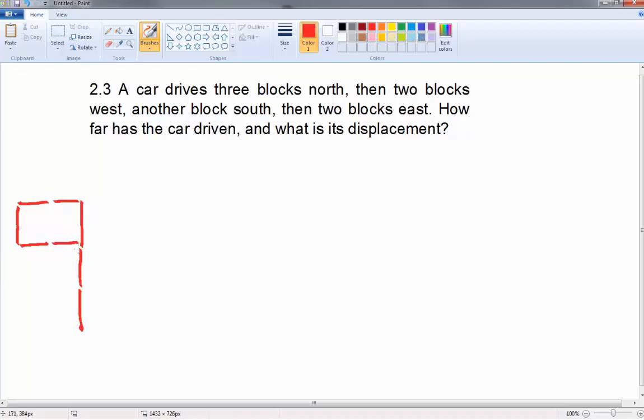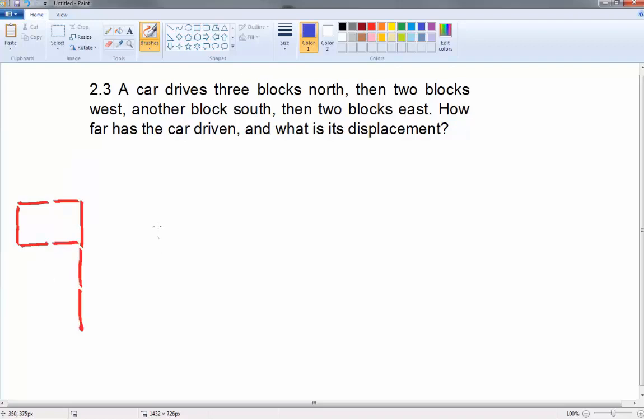He's actually trying to get to here. He has to come up here to where the one-way street allows him to go this way. Then he comes down here. Then he can go this way on the other one-way street. So the question is, how far total has he traveled? And then also, what is the displacement?